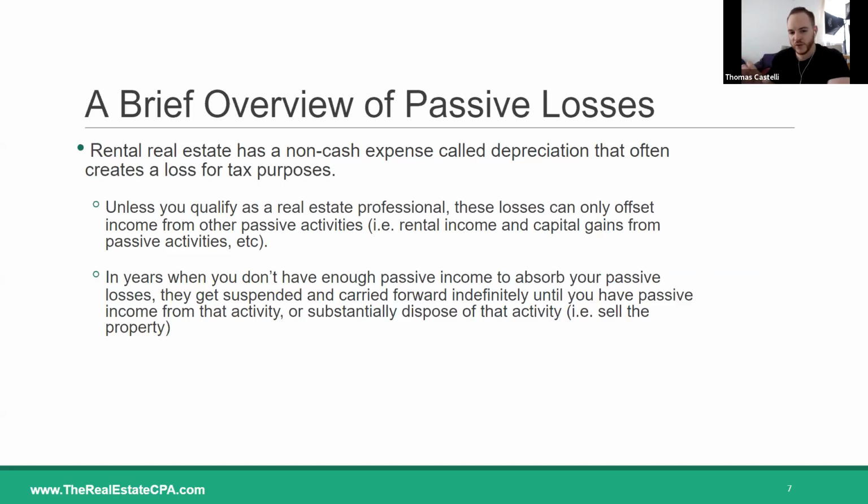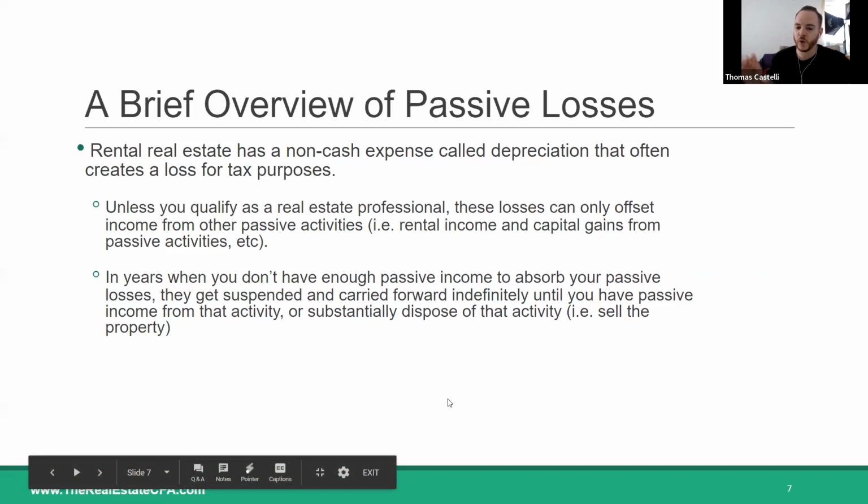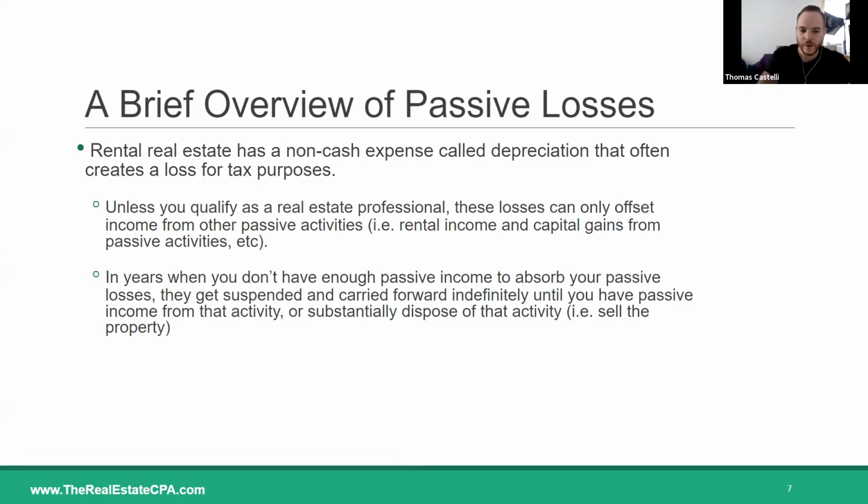So unless you're a real estate professional for tax purposes, which we're not going to go through today, these losses can only offset income from other passive activities. In other words, other rental income or capital gains from the sale of your real estate. In years when you don't have enough passive income to absorb your passive losses, so in other words, when you have a net passive loss for the year, these losses get suspended and carried forward indefinitely. They never go away until you either have passive income from that activity or substantially sell that activity. In other words, you sell a property.